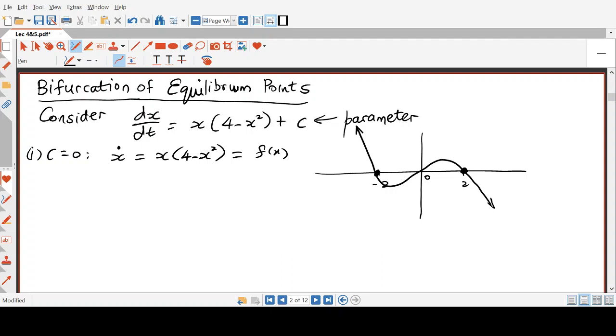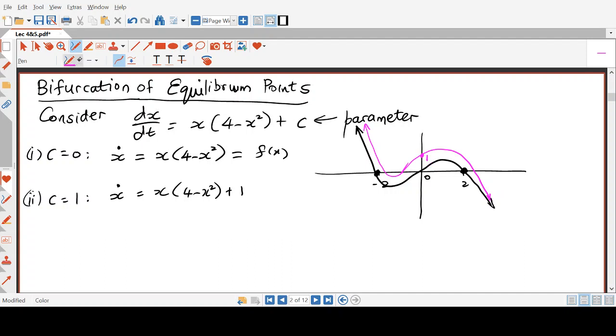All right, so now if I take c equals 1, then x dot will become x into 4 minus x squared plus 1. Same graph, plus 1. What is the effect of having plus 1? It shifts 1 unit up. So then the same graph now, I can just move the entire guy up. And it will look like that. That's when c equals 1.